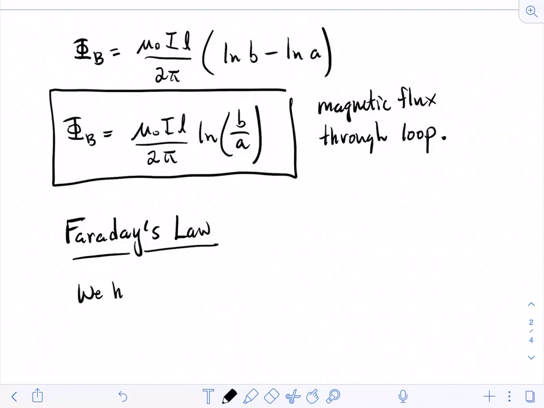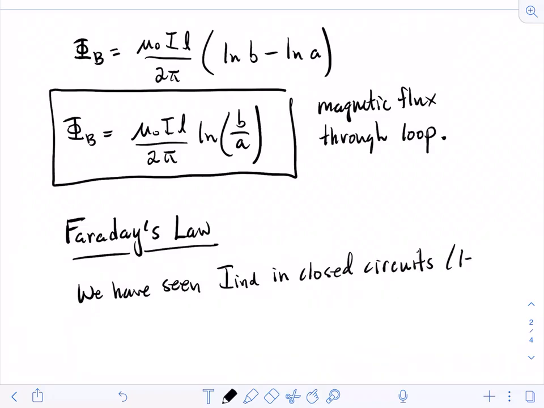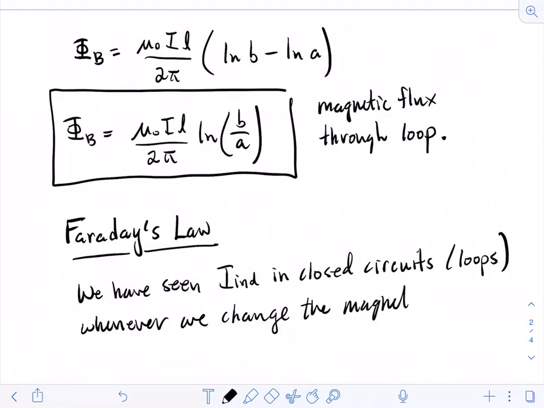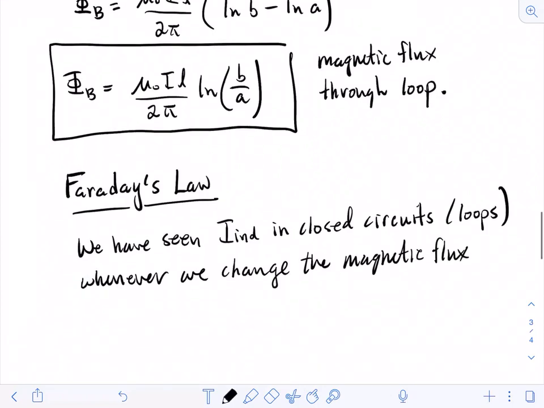So we have seen that we get induced currents in closed circuits or loops of wire whenever we change the magnetic flux through the loop. And we found that we could change the magnetic flux in a few different ways.